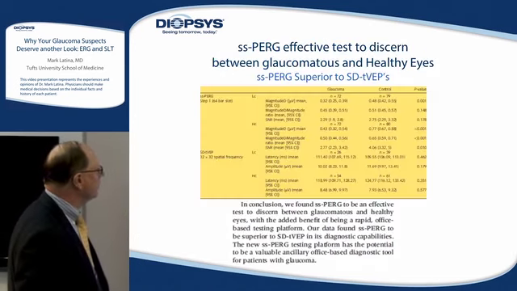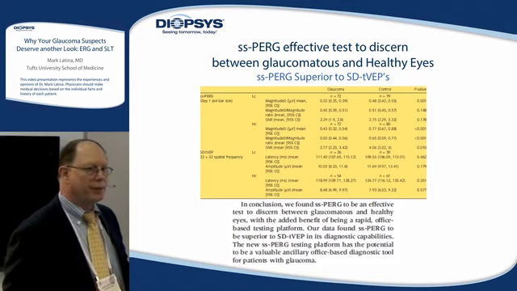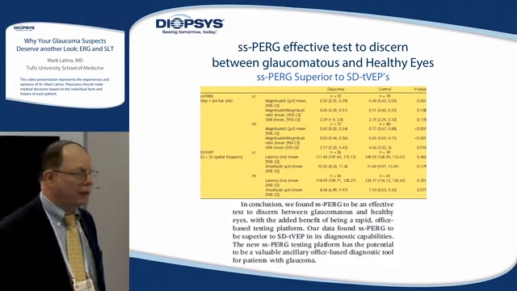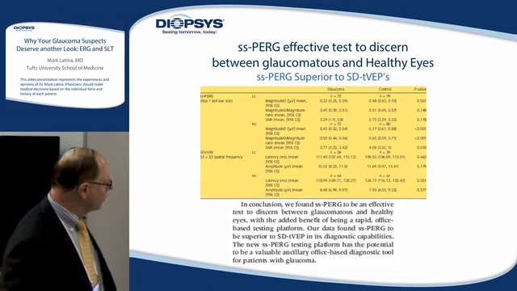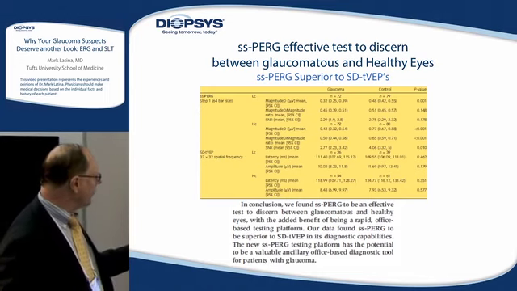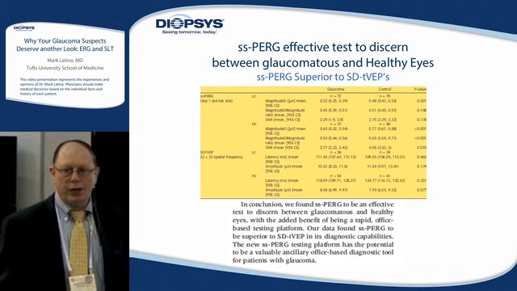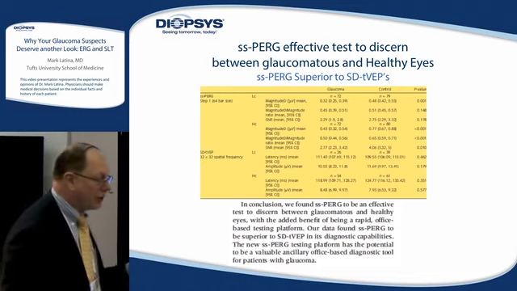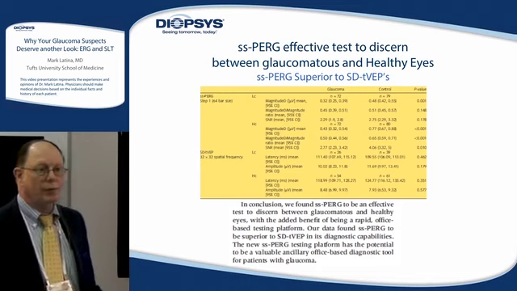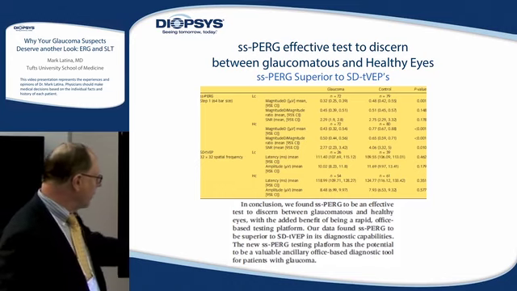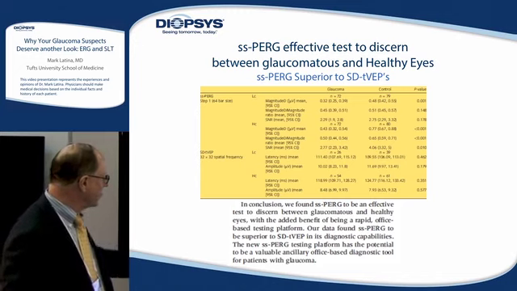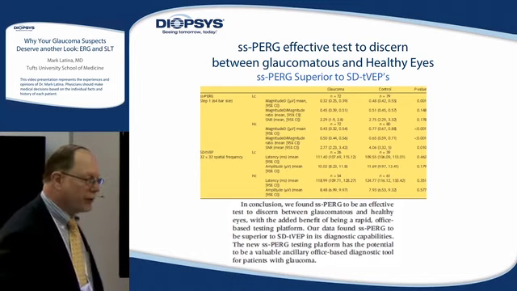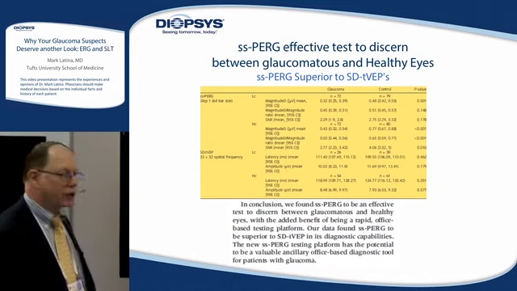And what they basically found was that the steady state pattern electroretinogram was able to discern between glaucomatous and healthy eyes with a fairly high incidence. And overall, they found that using the high contrast steady state PERG, they were able to reasonably detect, with about, I think, over 75%, those patients with glaucoma versus normals. So their conclusion was that SSPERG was superior to VEP in its diagnostic capabilities and is an essentially valuable diagnostic tool for patients with glaucoma.